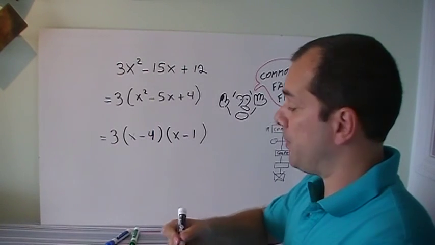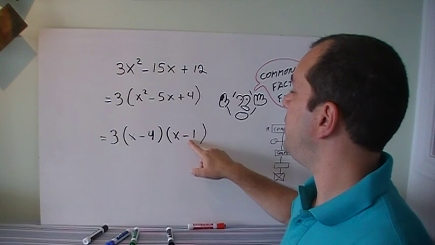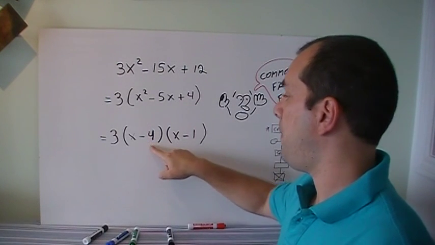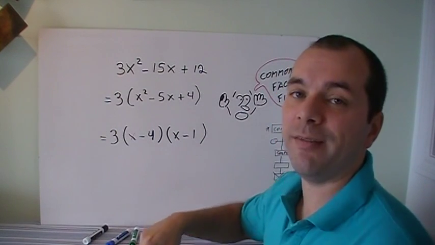And let's just check. And that x times x gives us x squared. Minus 4 times minus 1 gives us plus 4. And minus 4x minus 1x is minus 5. And that checks out.